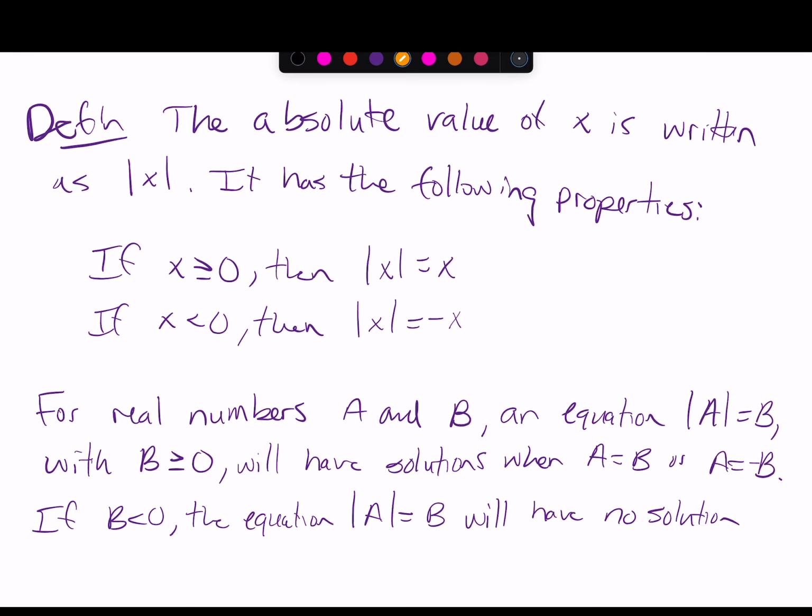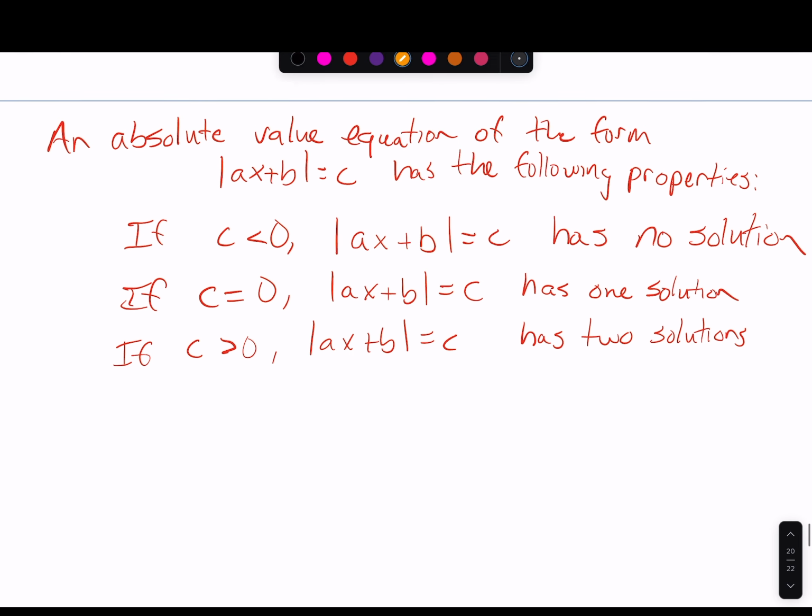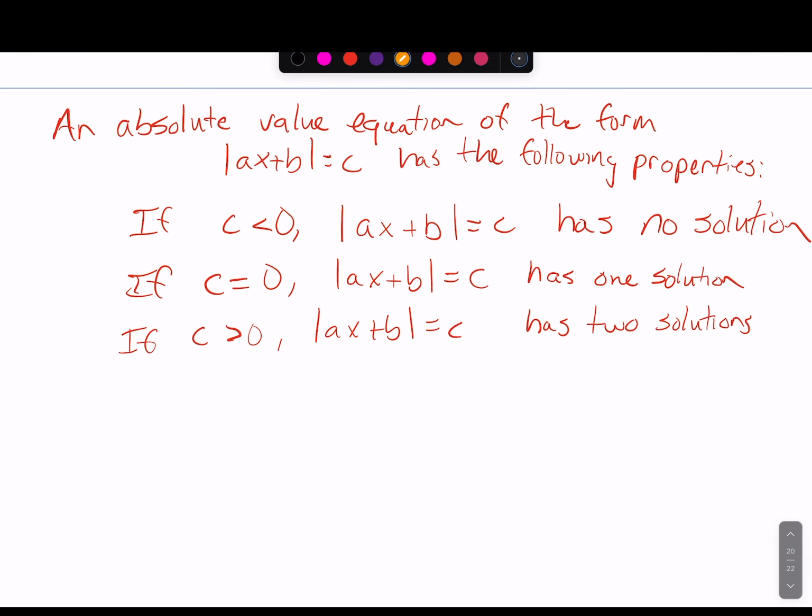Let's consider some more properties. An absolute value equation of the form absolute value of ax plus b equal to c has the following properties. If c is a real number and c is less than 0, then the absolute value of ax plus b equal to c has no solution, as we said before. If c is equal to 0, it has exactly one solution. And if c is greater than 0, it has two solutions.